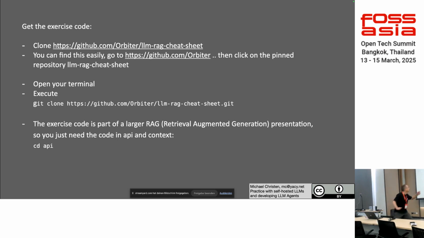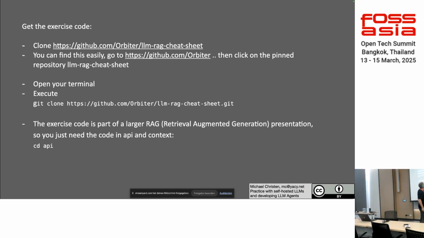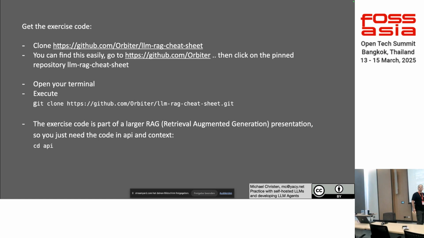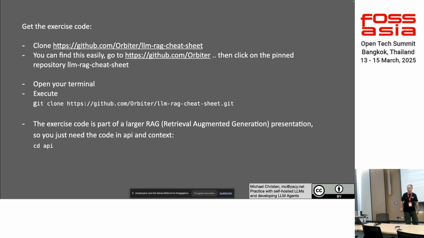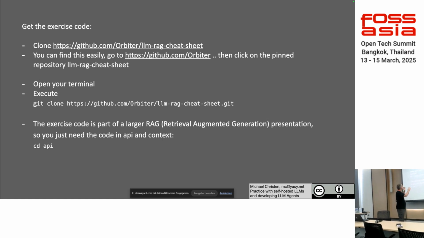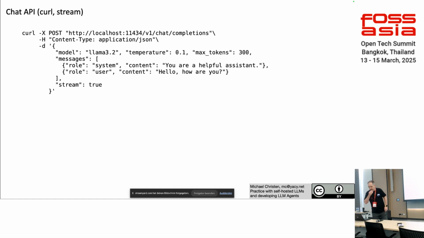You go to my repository, it's at GitHub, Orbiter, LLM RAG cheat sheet. I called it a cheat sheet for AI applications. And I will show this to you later on the web page, and we will do some applications with this. I hope you know how to clone a repository. It should be easy.